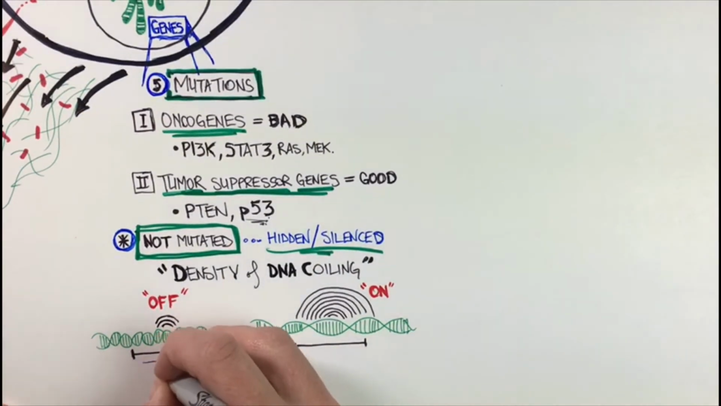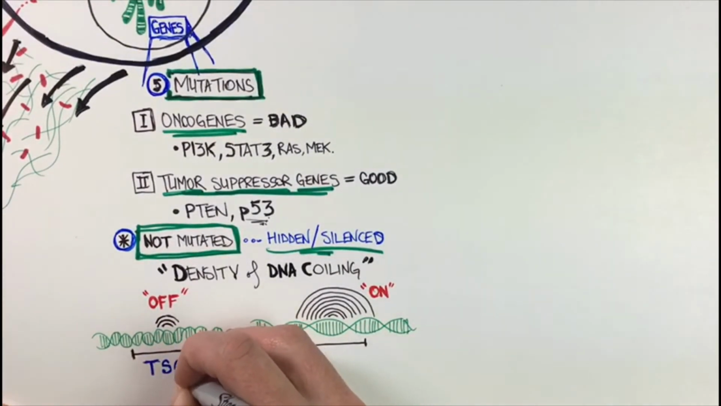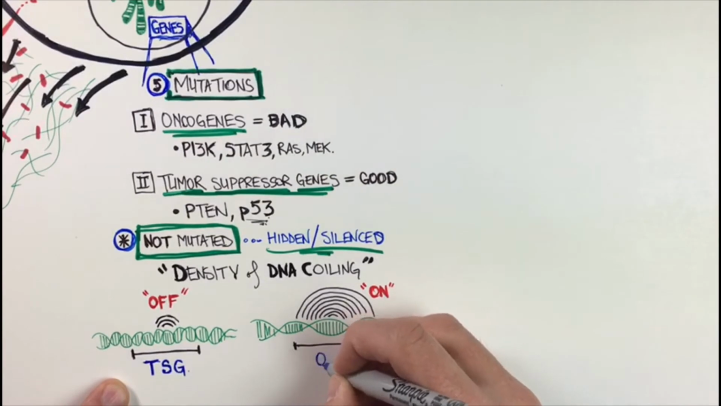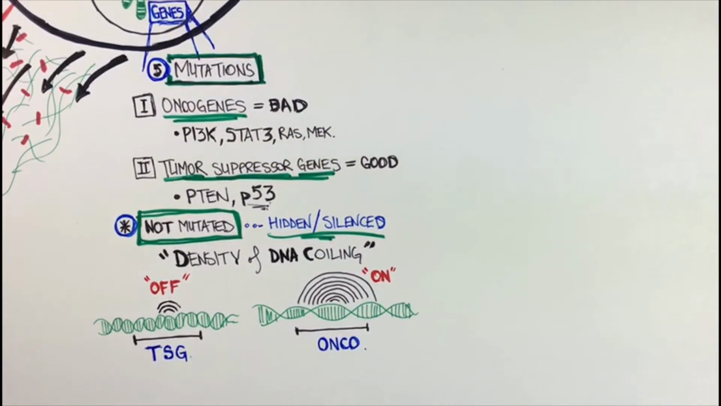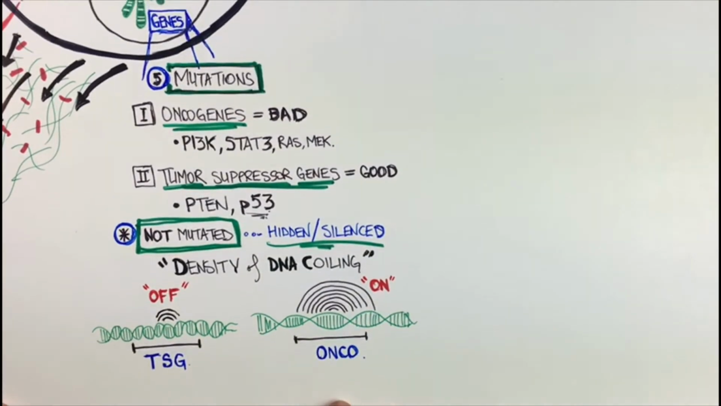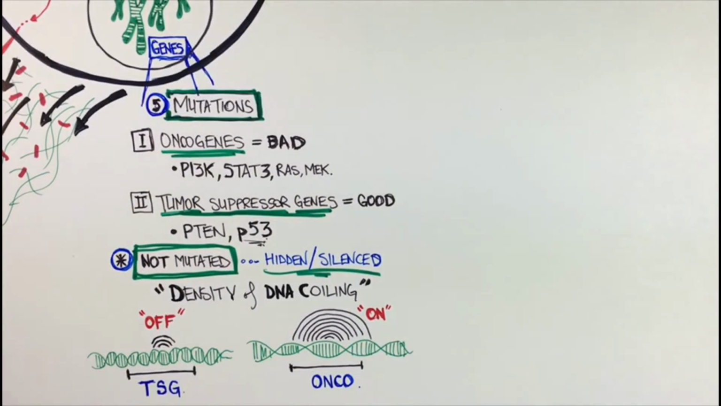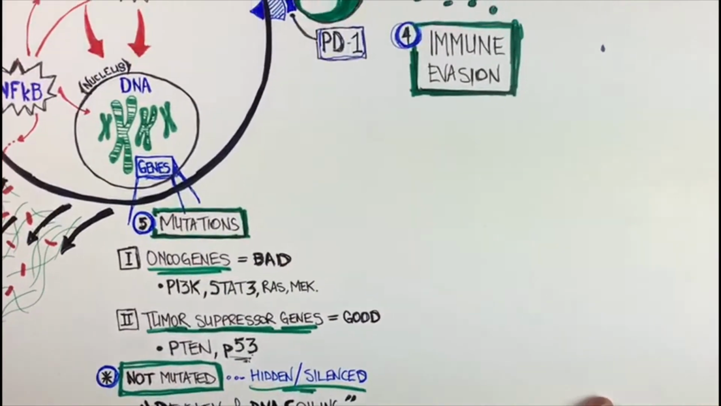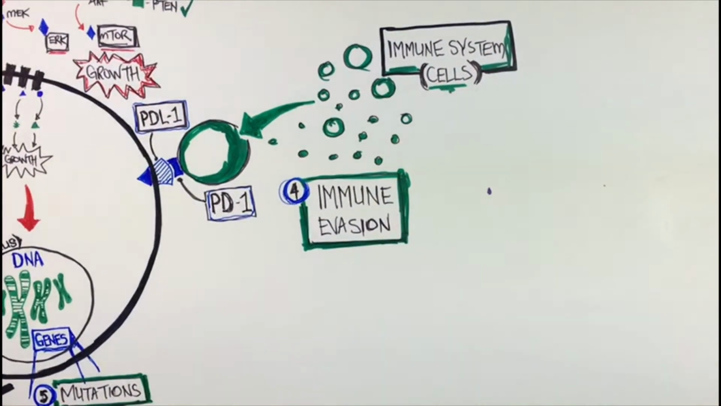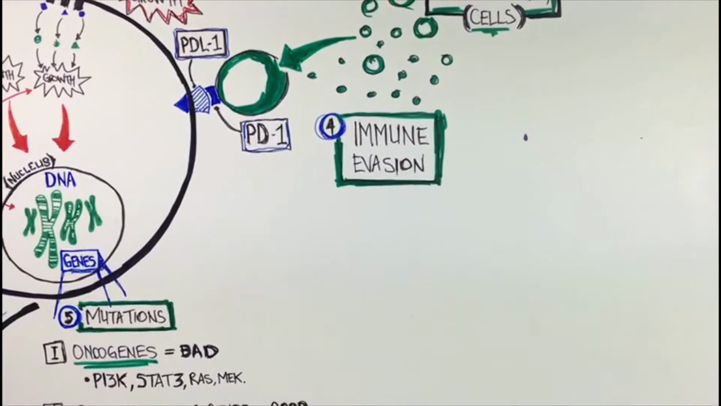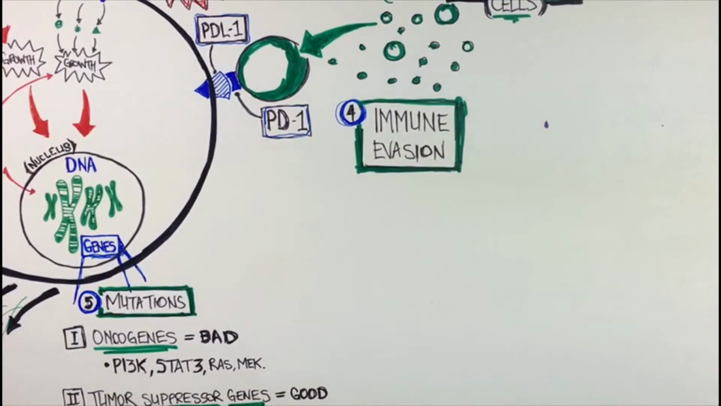So what we see in cancer cells is that tumor suppressor genes, whether they're mutated or not, generally follow this pattern: tumor suppressor genes in cancer cells are coiled up tight and are off, and oncogenes are spread open and are on. This is a general pattern you see whether the PI3K is mutated or not. So there is a preference to having growth speaking louder than control based on the coiling of the DNA.